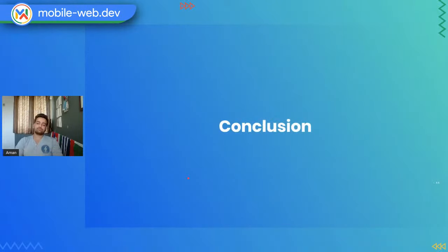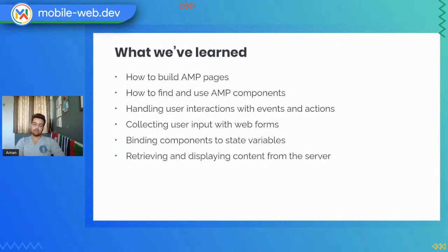So, it was a lot of load. I think today we covered the most advanced thing, and congratulations on following through. What we have learned: we started with building normal AMP pages using simple components. Then we saw how to find different AMP components and how to use them in the project. Then we saw how you can handle different user interactions, which are events and actions. Then we saw how you can collect user input with web forms. By the way, one person had a question about AMP forms, and we'll be looking into that example just after I complete the conclusion.